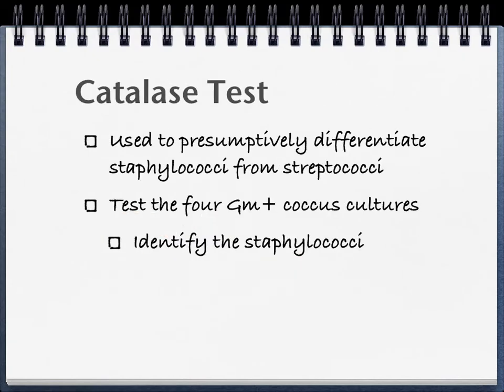So with the catalase test, we use the catalase test to presumptively differentiate staphylococci from streptococci. All right, and there's something that's really not said in there. These are gram-positive. So we have gram-positive staphylococci, clusters, versus gram-positive streptococci, chains. The catalase test allows us to differentiate that.